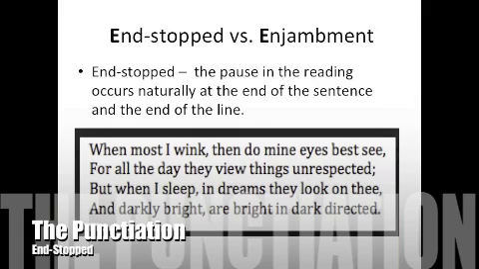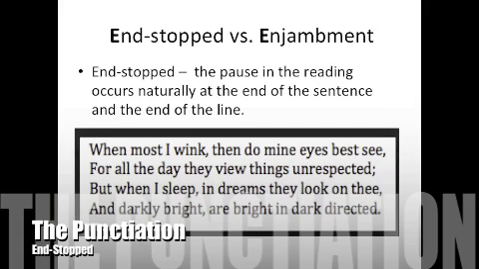Let's talk about punctuation in our poetry, or in Sonnet 18. Now, I included enjambment, but you really only need to know about end-stopped. So this title is End-Stopped versus Enjambment. If you notice in our poem, and we're going to look at this at the end, there is punctuation at the end of every line. So an end-stop is the pause in the reading that occurs naturally at the end of the sentence and the end of the line. So look at the example below.